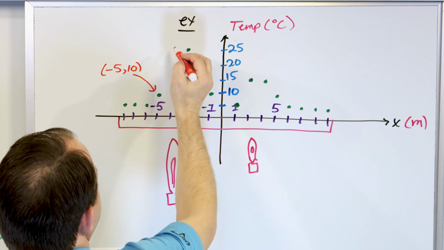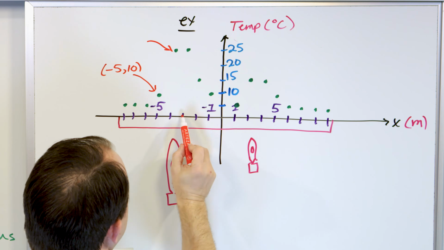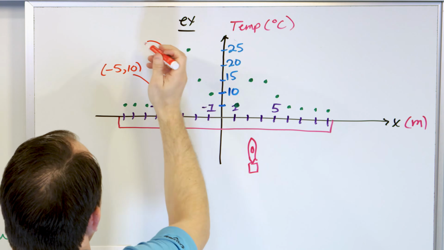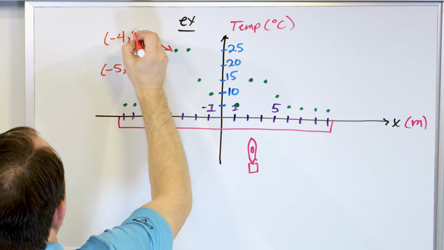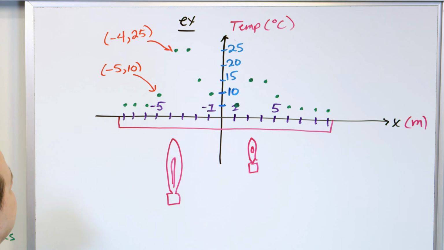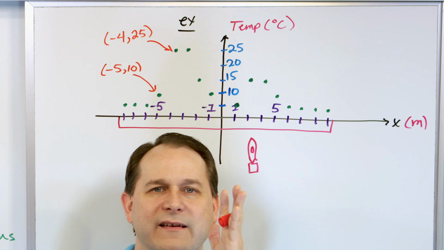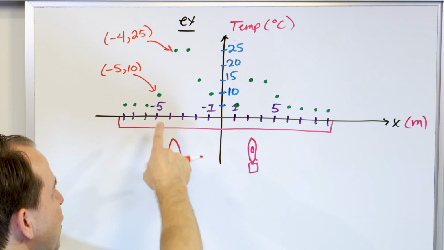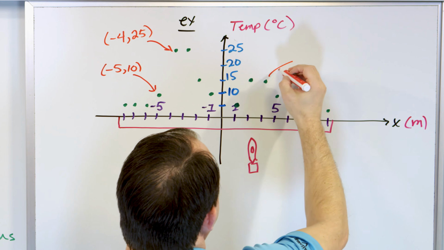How would we represent these 2 points right here? Well, let's look at this one. -1, -2, -3. Here's -4. -4, comma, 25. Where the second number is the temperature and the first number is the distance. Negative distance just means it's on the other side of 0. It's not something crazy or mystical. In fact, if you go on the other side here, let's take a look at, let's say, this one right here.